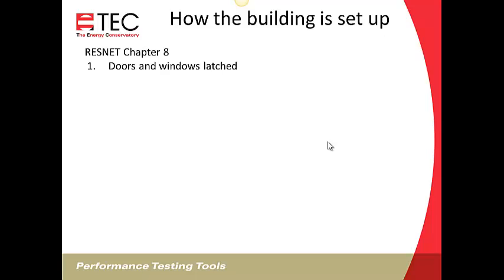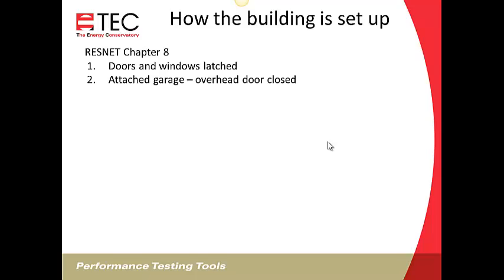So, details on setting up the building. It's really important to make sure doors and windows are latched. You don't want a door popping open during a test. You want to make sure all the windows are latched. I got in the habit of always going to the windows and latching them, because sometimes you're fooled. It looks like the window is closed, but when you go over there to latch it, you find it's open an eighth of an inch or so. If lots of windows are open an eighth of an inch, it can make a pretty big difference in the test.